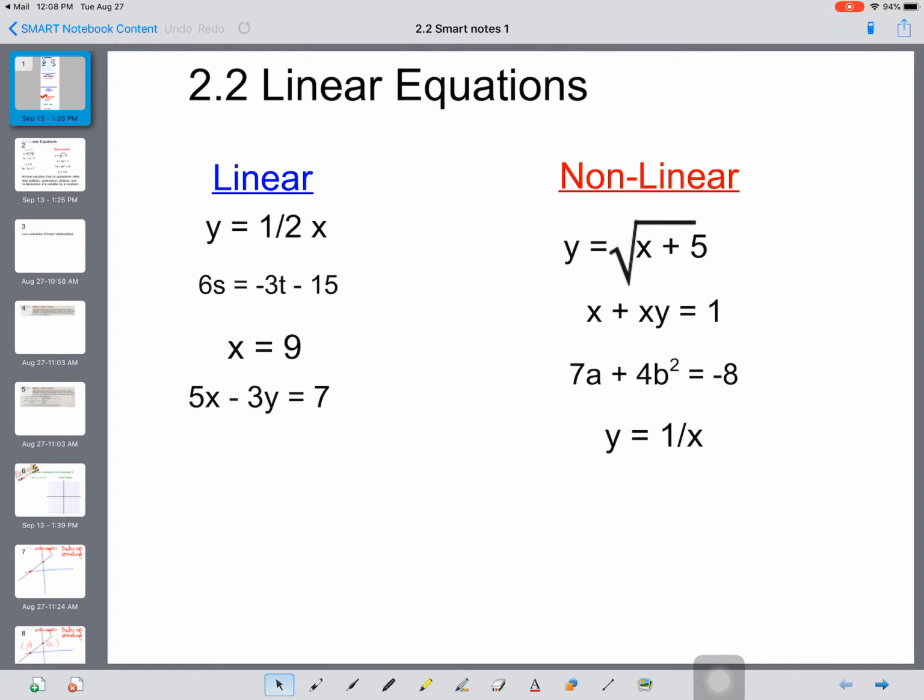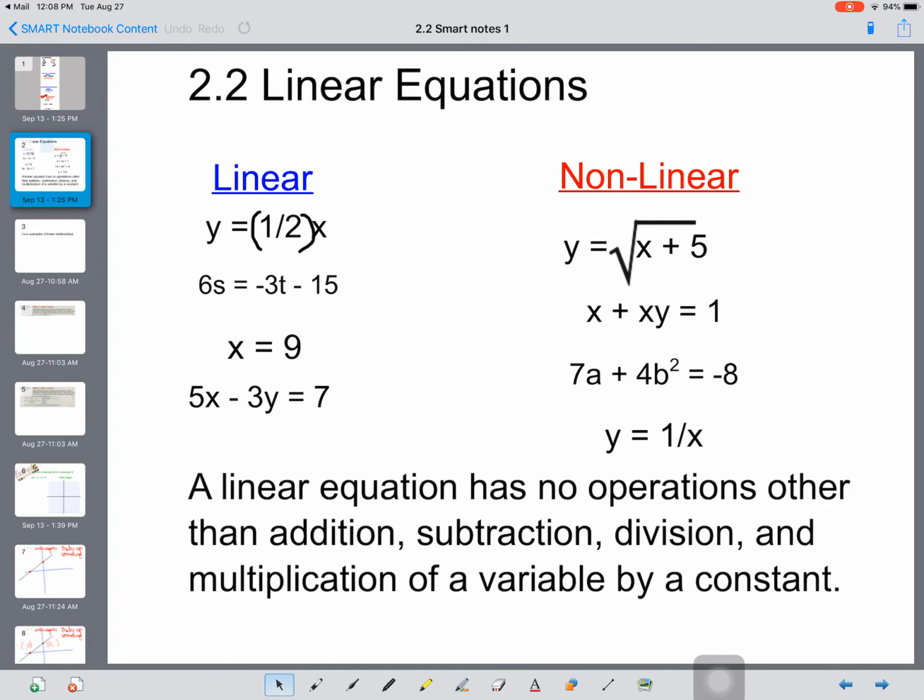So these two lists here, linear versus nonlinear equations, the nonlinear are exactly that, some kind of a curve or shape that's not a line. The other ones, though, are lines. And so I want to talk specifically about what makes it a line, what makes it not a line. A linear equation has no operations other than addition, subtraction, division, and multiplication of a variable by a constant. So you're doing the multiplication by a constant, not with the variable.